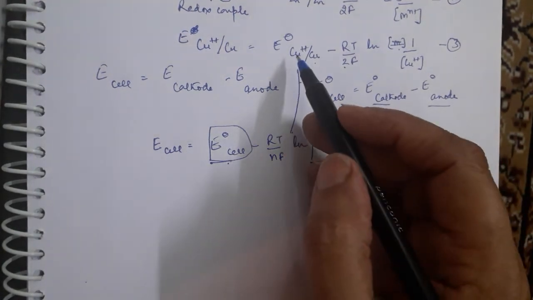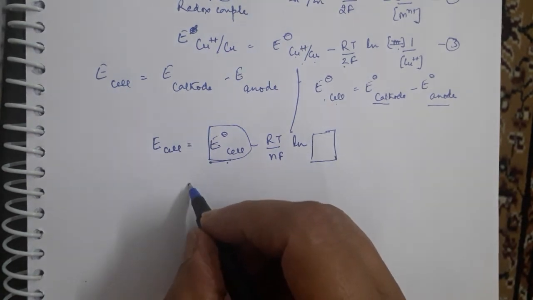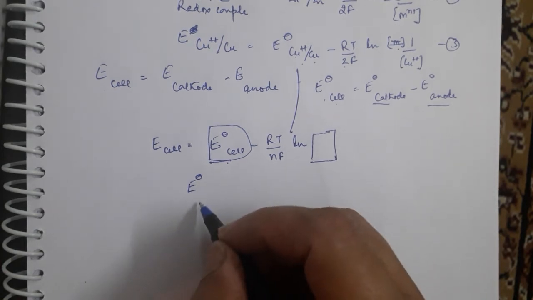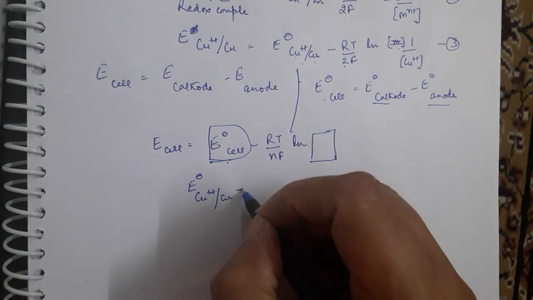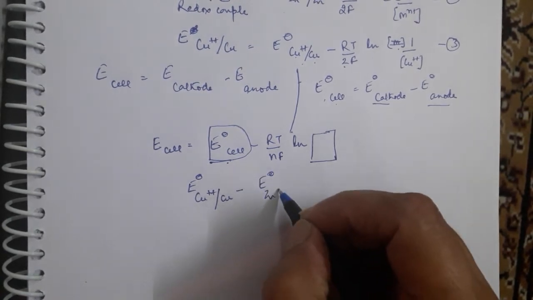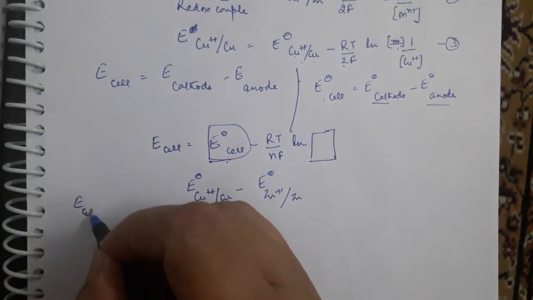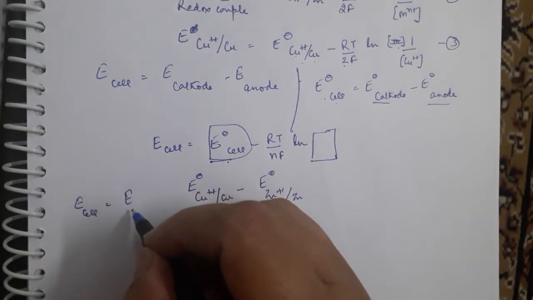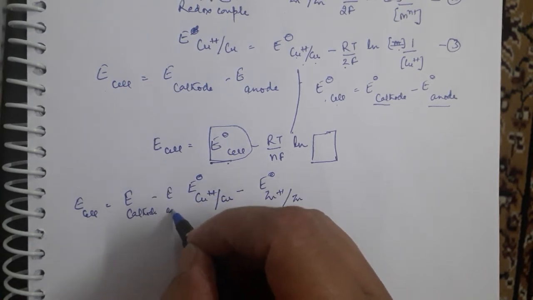What is the value of E naught cell? E naught cell means E naught cathode. E naught cathode is what? E naught Cu2+ minus E0 zinc electrode. This will be E cell, E cathode minus E anode.